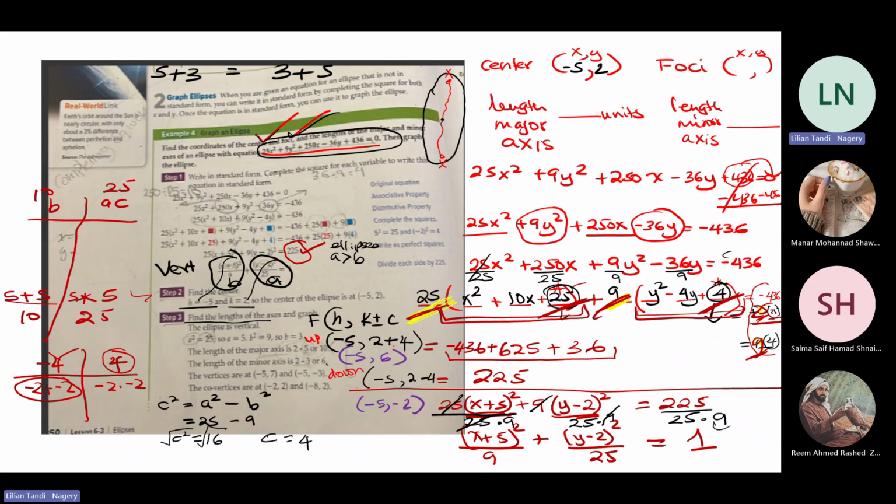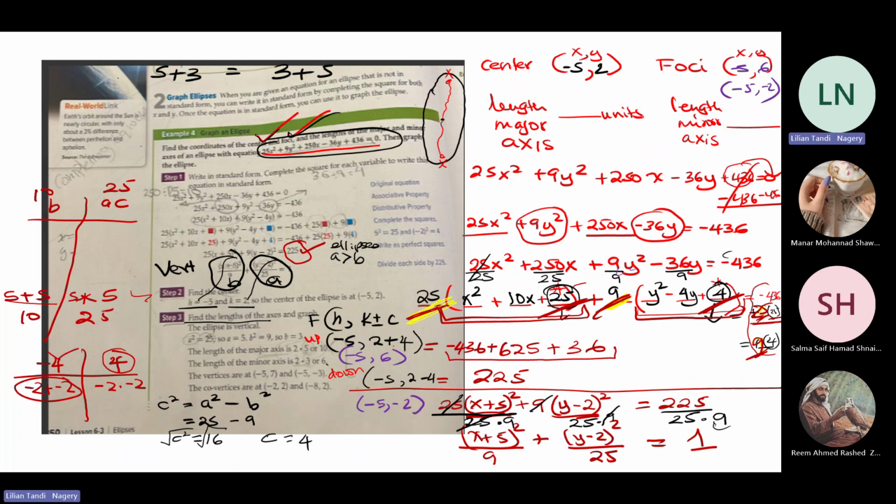Okay, so how many foci should you have? 2. Your first focus is -5, 6. Your second focus is -5, -2. We are good?